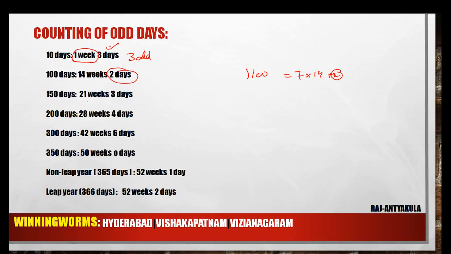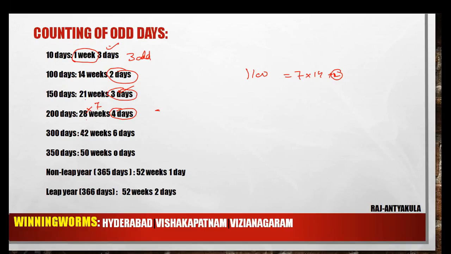150 days, likewise 21 into 7 is 147, and 3 days are remaining. So for 150 days, how many odd days are there? 3 odd days. For 200 days, this can be written as 28 into 7, which is nothing but 196 days. So how many odd days are there? 4 odd days.